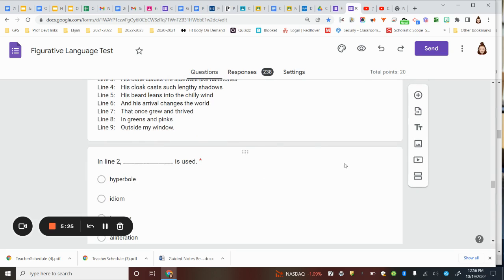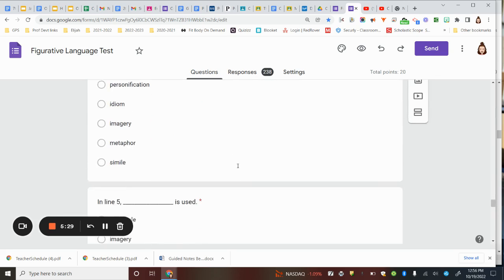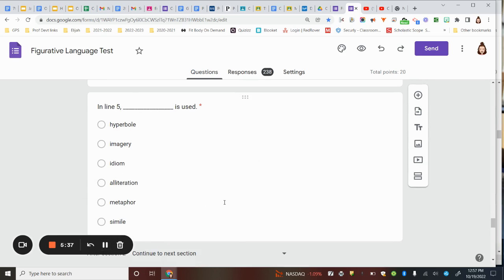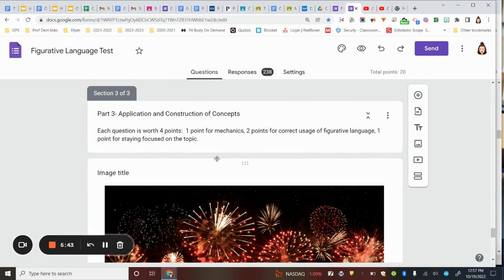So, again, you are looking for line 2, line 3, line 4, and line 5, and you're identifying which figurative language is for each one of those lines. Okay, then you're going to continue to the next section. Yours looks a little bit different than mine. You're going to hit the next button, but then you're going to get to this part right here.